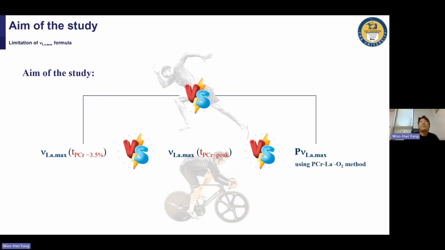Therefore, we compared three diverse PvLa.max calculations based on the differences in determining the phosphagen contribution time and incorporation of the oxidative energy system. Additionally, we analyzed the relationships among different PvLa.max calculations and performance-related variables, such as peak power and mean power outputs and glycolytic energy contribution.